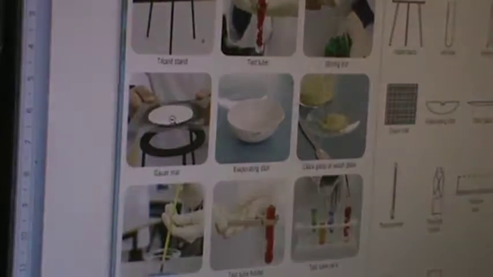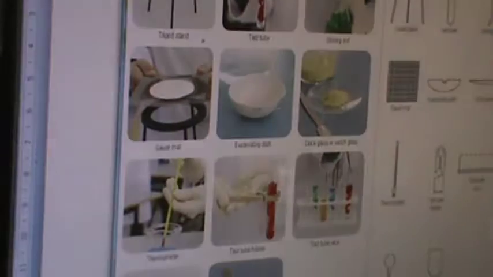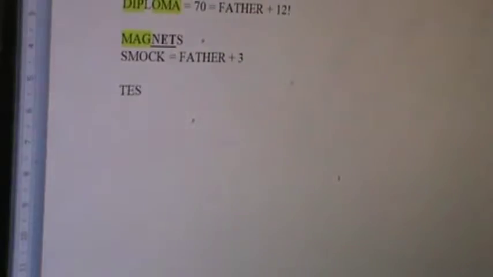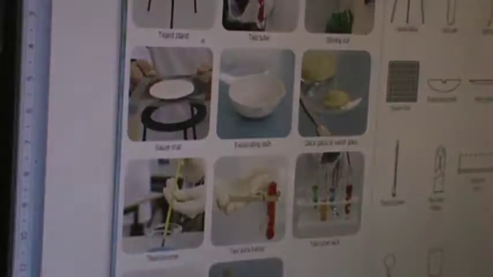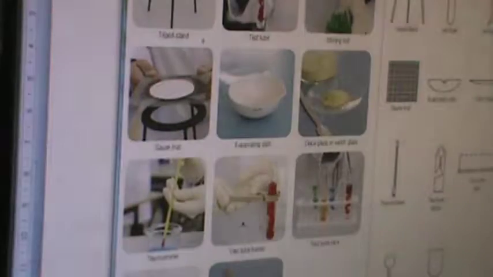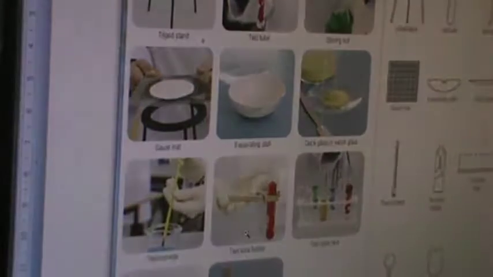A gauze mat. Okay, well that was plus one. Evaporating dish. Glass. Test tube rack. Okay. Oh man, let's solve the test tube rack. That's an easy one because test tube is Father, and then rack just adds more threes to the party. So the test tube rack is a gorgeous plus one. Put the in front, Father. So the test tube rack equals Father plus 120. Test tube holder would be Father is test, tube divides by three, holder is Christ.